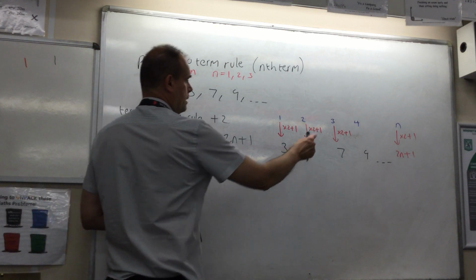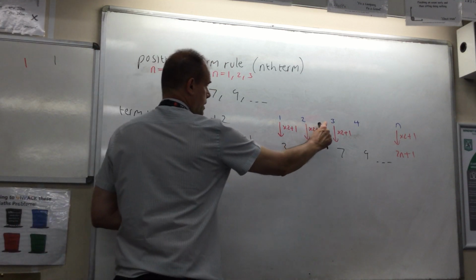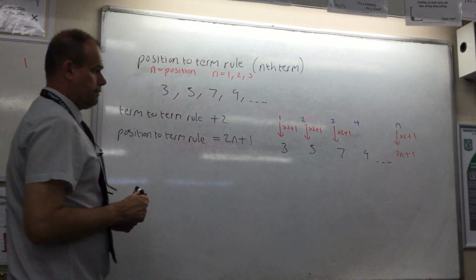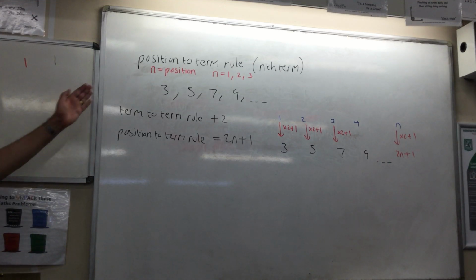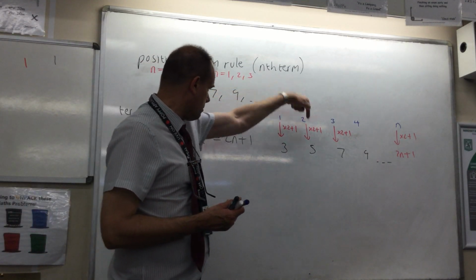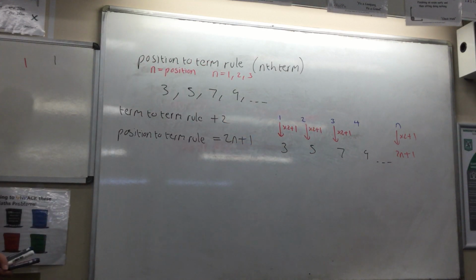And you can go on here, put 3 in. 2 times 3 is 6. Add 1, 7. And it does all that for you. So that's the difference between them then. So term to term does what it does. Position to term links the position to the actual term. It's much quicker, it takes you there much faster.